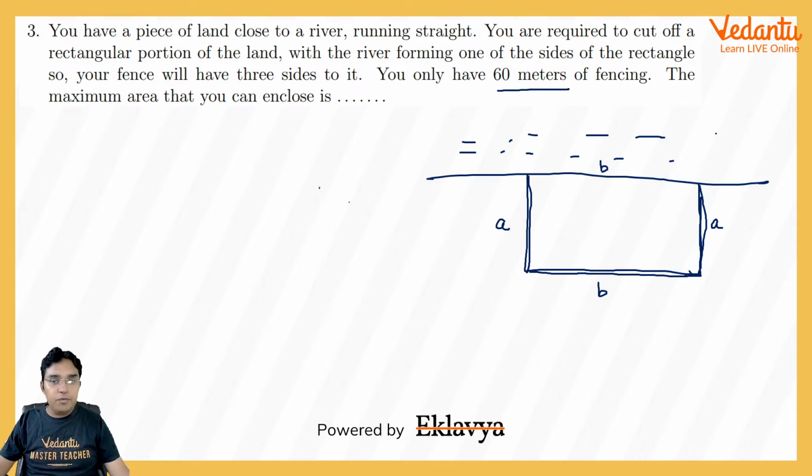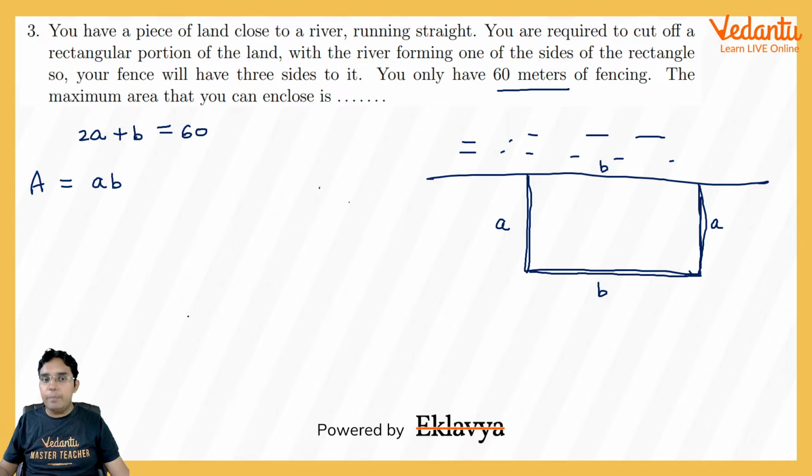Now if we want maximum area, then obviously we will be using the entire length of the fence, isn't it? If you use only 50 meters, definitely you can cover more area if you use the entire fence. So first of all you should understand that in this diagram 2a plus b would be equal to 60, and we need to find the maximum area. So my area will be equal to a into b.